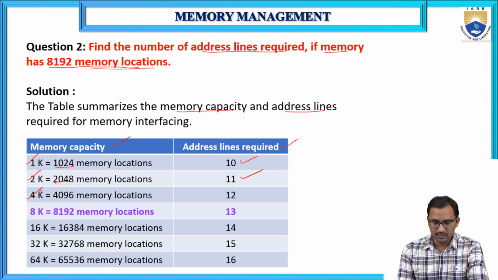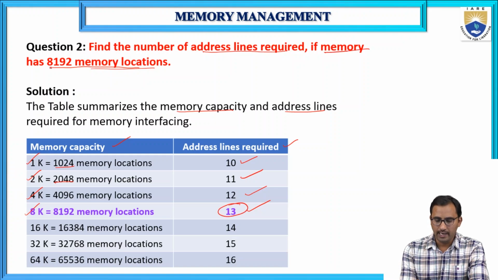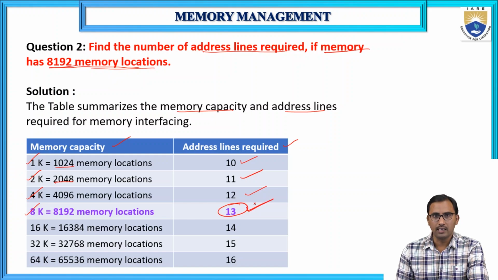Similarly, if the device has 4 kilobytes, 12 address lines are required. If 8 kilobytes of locations are there, or 8192 memory locations, then it requires 13 address lines. So for this problem statement, with the memory device capacity of 8192 memory locations, we require 13 address lines.